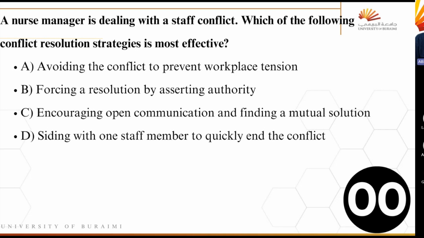إذا طلعنا الآن على الخيارات وبدنا نوازن بين الخيارات which of the following conflict resolution strategies is most effective. إيش أكثر شيء ممكن يكون effective؟ avoiding the conflict to prevent the workplace tension. دائما الافويدنج ما حيودينا بالاخر لنتيجه. طيب forcing resolution ندفع الناس نحو resolution by asserting authority نستخدم الاثوريتي فيها. encouraging open communication and finding mutual solution.